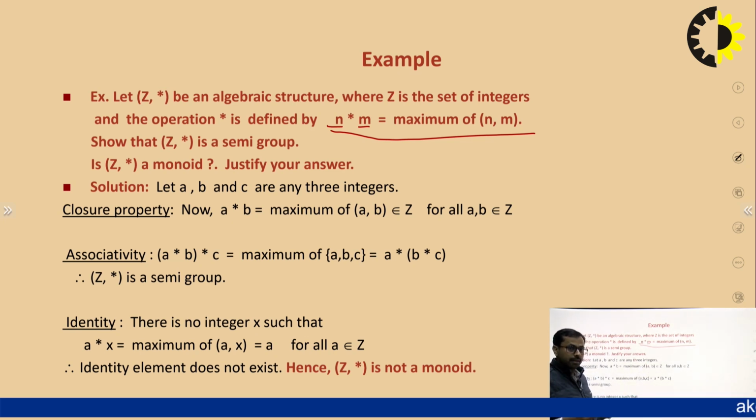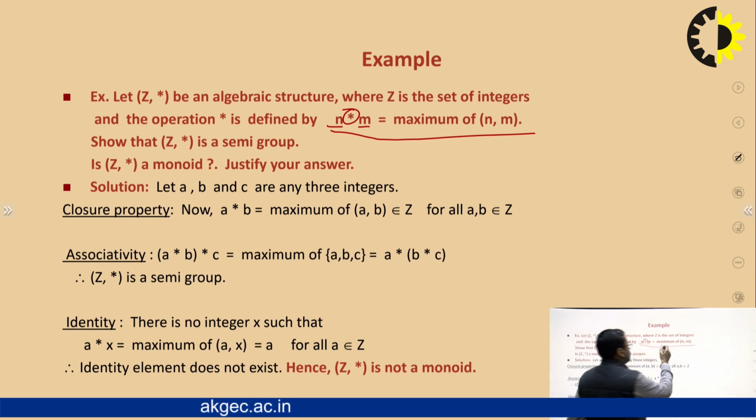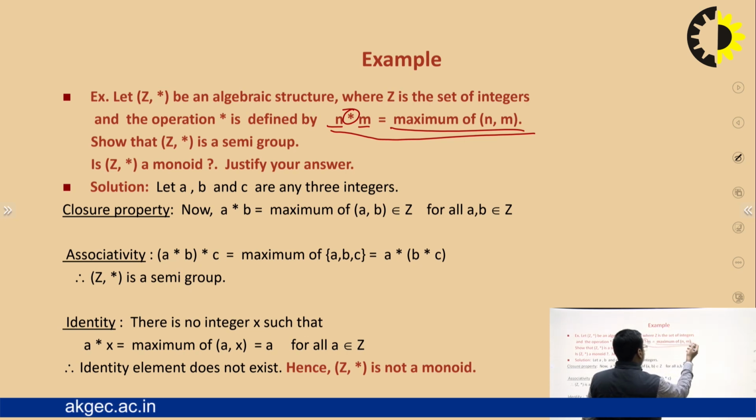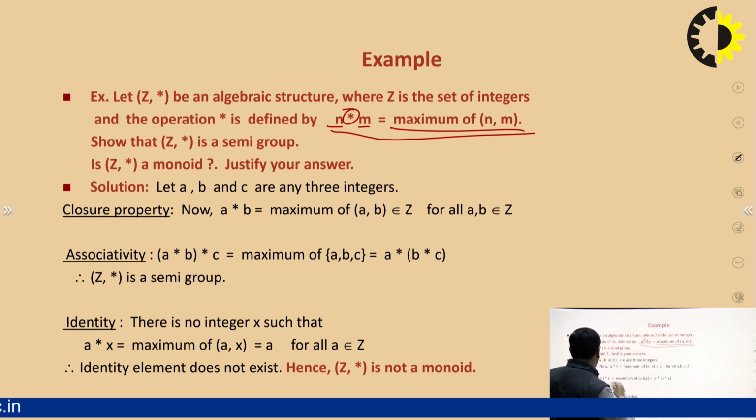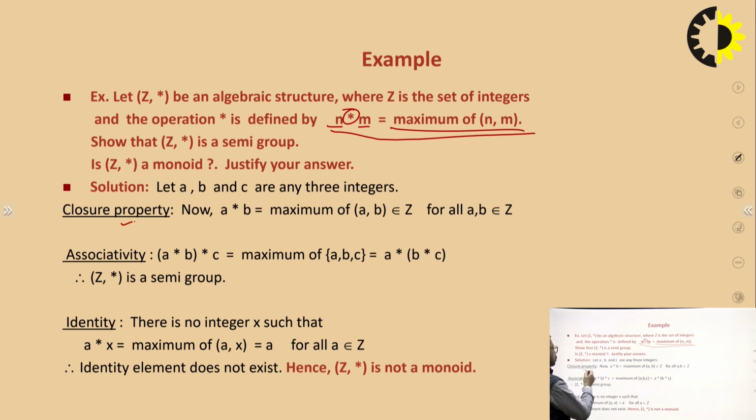Here n and m are two elements of the non-empty set, and after applying the operation *, the value represents the maximum, so we can use the maximum of n and m. So the closure property will be satisfied. That means when we select the maximum value from two elements, this value also exists in the non-empty set. So this is satisfied.